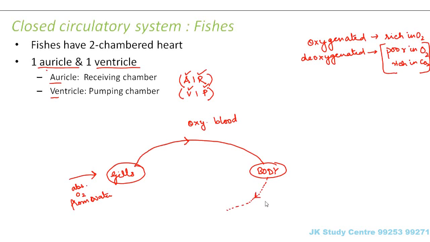So deoxygenated blood will come out from the different parts of the body. So where will this blood go? Now this blood will go to the heart. Let us suppose this is the heart of the fish. So this deoxygenated blood will go to the heart. Now the heart is divided into two chambers, that is auricle and ventricle.